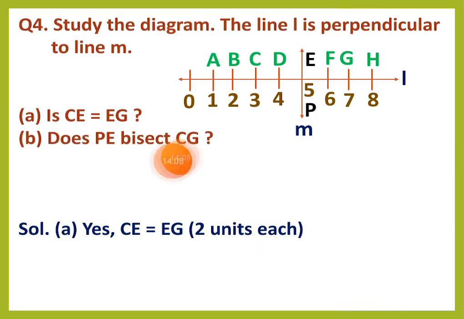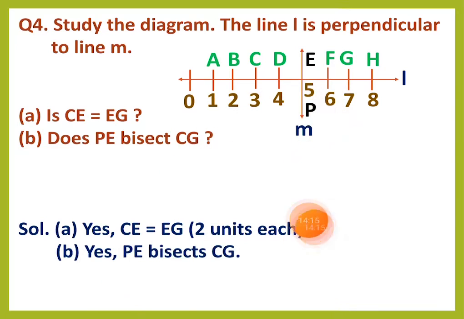Now we have to say, does PE bisect CG? Okay, PE, you can see this vertical line PE bisects CG. Okay, so we have to tell this answer. So what we'll say? Yes. Why? Because you can see this PE is perpendicular to line CG. Okay, because C to E is 2 units and E to G is again 2 units. So PE is bisecting CG.